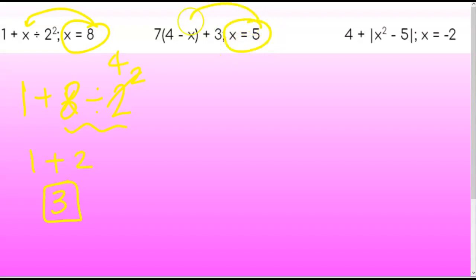Take your 5, plug it in. 7 times 4 minus 5 plus 3. Order of operations tells me I need to do parentheses first. I'm going to take 7 times a negative 1 plus 3. 7 times a negative 1 gives me a negative 7, plus 3 gives me a negative 4.